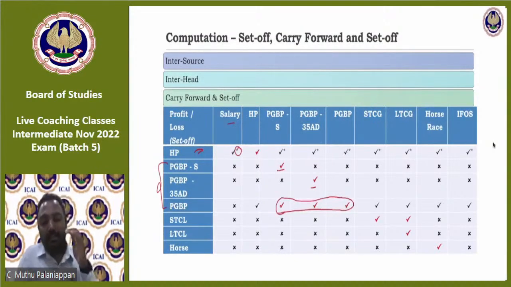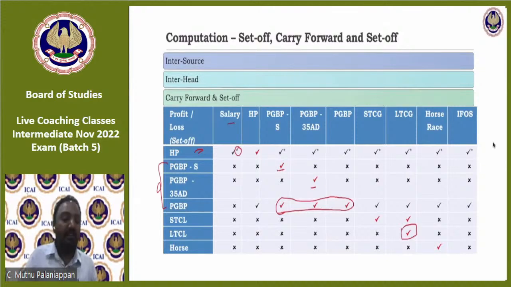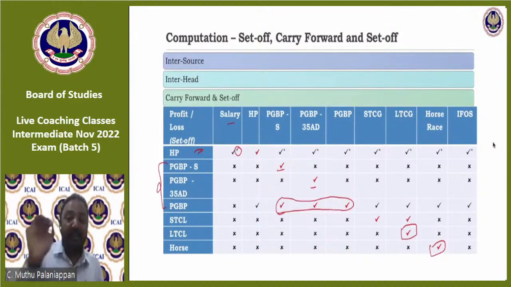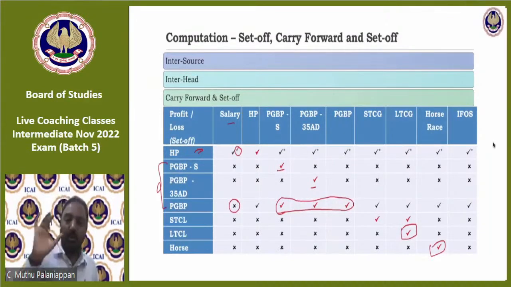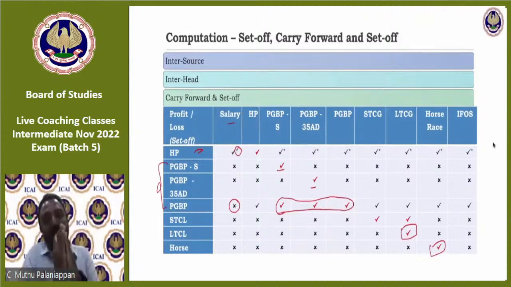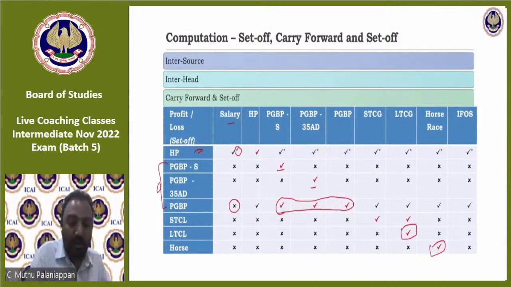So similarly, short-term capital loss, you can adjust with both short-term and long-term capital gain. Whereas long-term capital loss, it can only be adjusted with long-term capital gain. And if it's a horse race, only with horse race. And for the rest of the things, if it is a regular business income, it can be adjusted with everything. It can be adjusted with every other head, but for salary. So if it's a business loss, it cannot be adjusted with salary. It could be adjusted with anything else. So that's your single table that explains the entire carry forward loss. So that's what it is about.